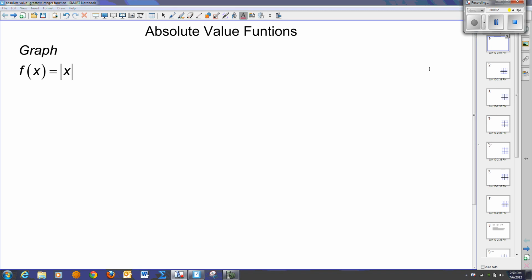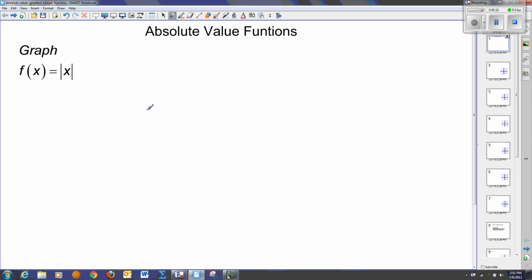On tap for today is absolute value functions and the greatest integer function. So what's an absolute value function look like? Well, basically exactly like this over here. What we're going to be doing is graphing these things, and we'll use our calculator to help us do some of this as we move forward.